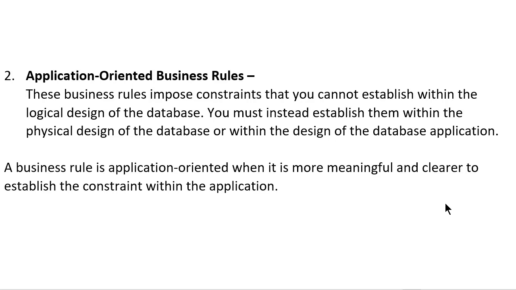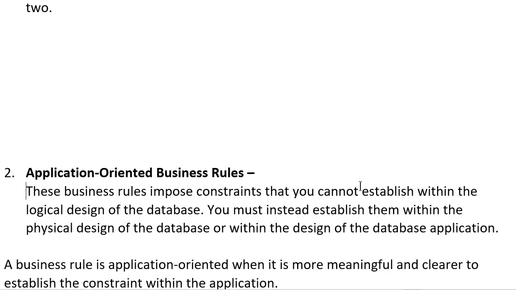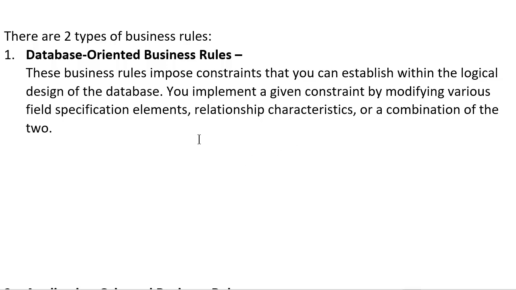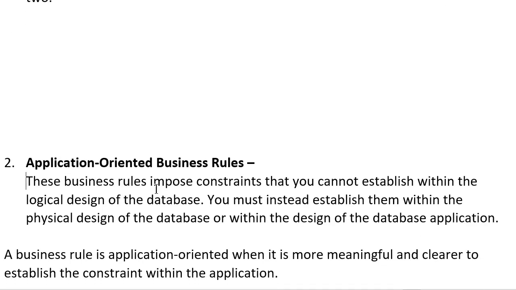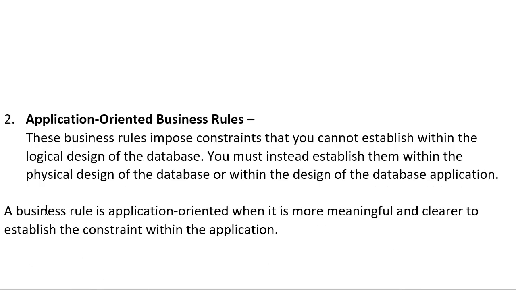So if you can't establish the rule within the database, that is, it's not database oriented, then it becomes an application oriented business rule. So that's the second type. So when you have this type and you can't do it within the database, you have to do it within the physical design of the database or within the design of the database application. And so a business rule is application oriented when it's more meaningful and clear to establish the constraint within the application.